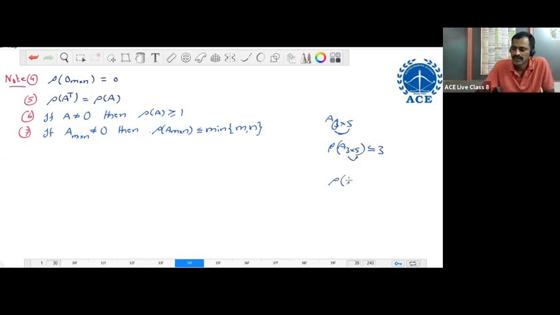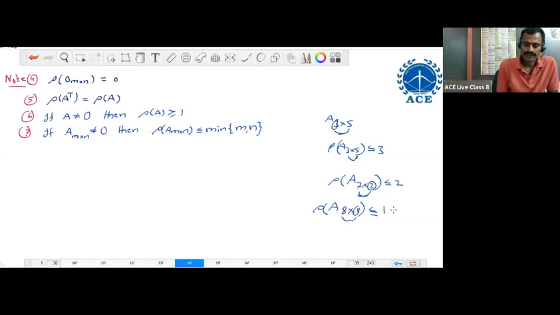Suppose A is a 7 by 2 matrix. Its maximum possible rank is 2, so rank of A is less than or equal to the minimum of these two, that is 2. Suppose A is 8 by 1. The minimum of these two numbers is 1, so the rank is always less than or equal to 1. These are the possibilities.